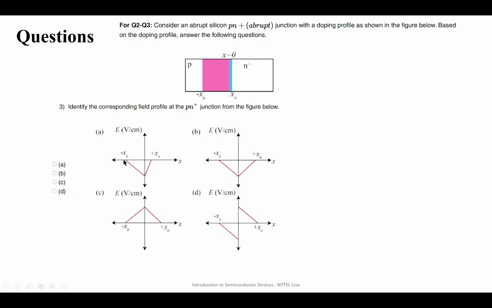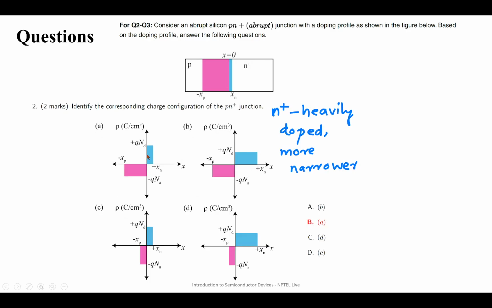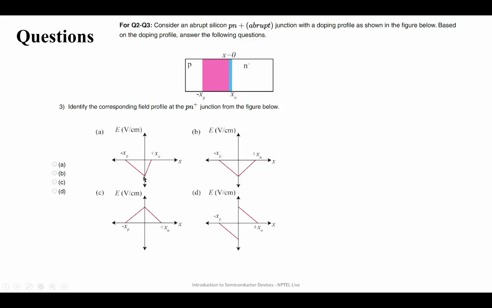You know that the electric field is zero at the edge of the depletion region. So when you put that, you will get this equation. So your electric field will go like this. Similarly, when you integrate over this region, you will get the electric field as Nd x plus a constant, so it will go with a positive slope, starting from here and ending here.